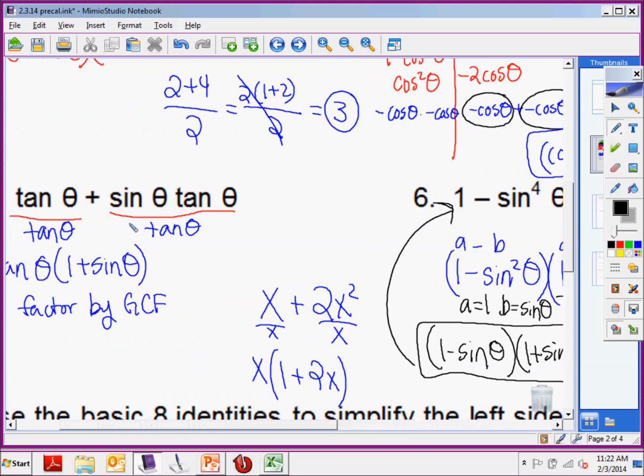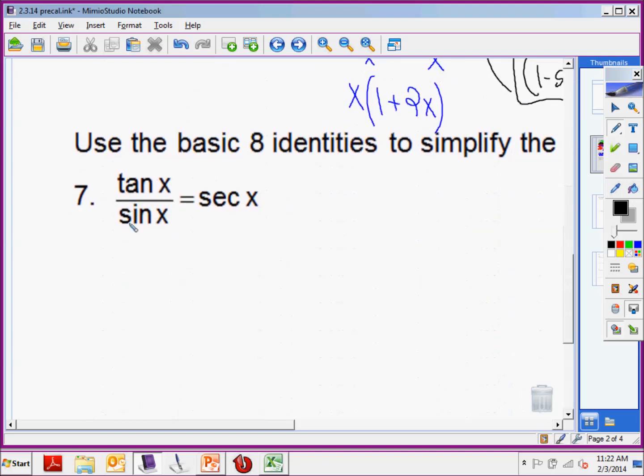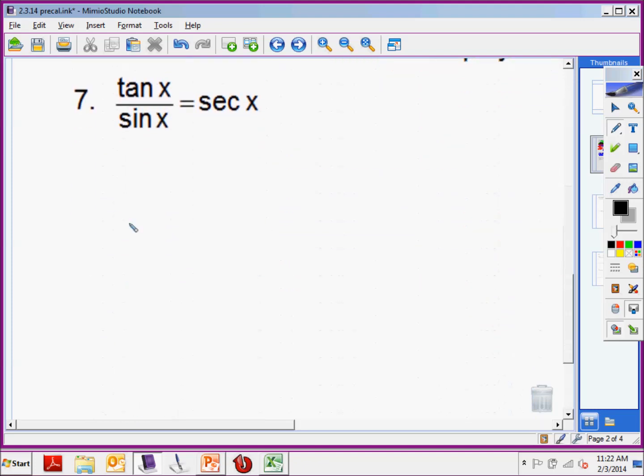All right, so we've been building up to be able to do proofs. I'm going to try to do proofs as simple as possible. So all I'm going to require you to do is to tell me what identity you're using, which trig identity you're using. Not every math identity.